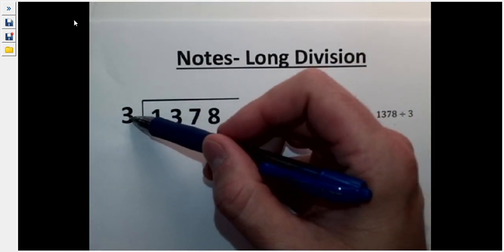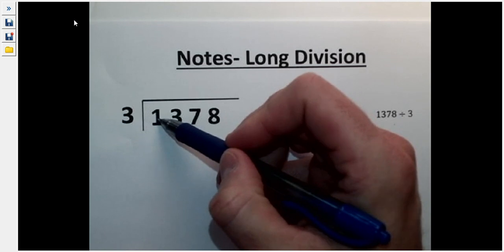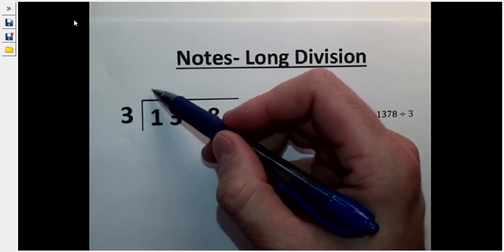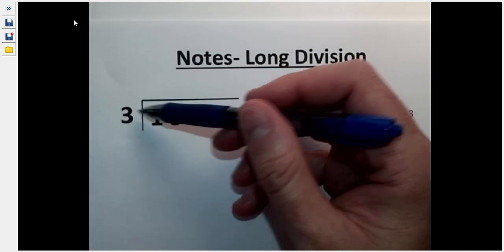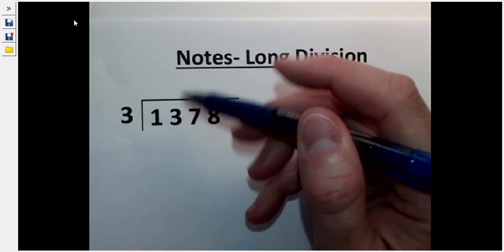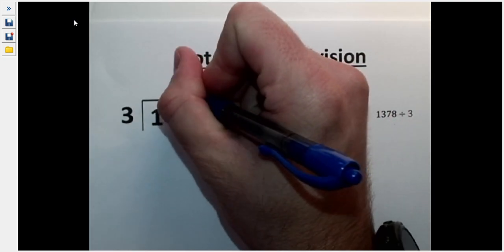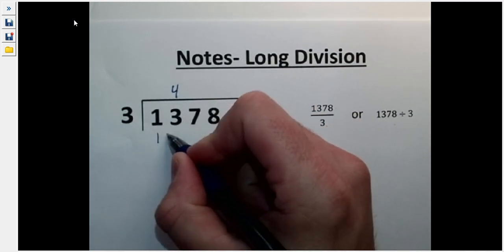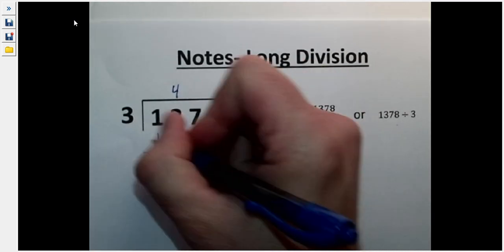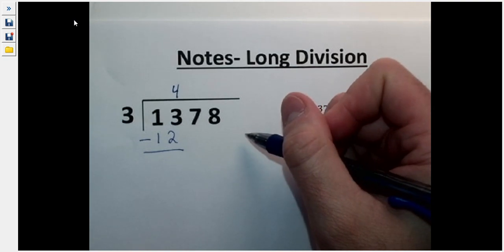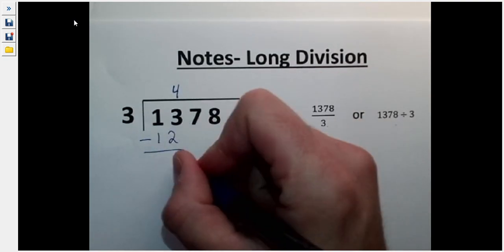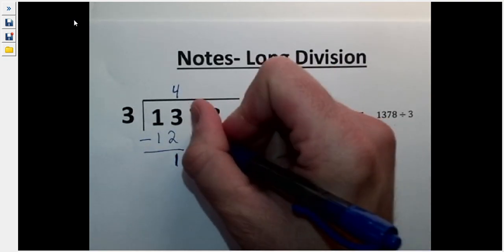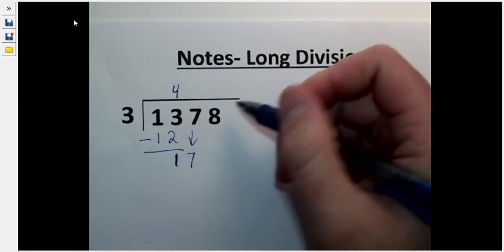So first thing you do is say, how many times does 3 go into 1? 0 times. Then we move on. How many times does 3 go into 13? It goes in 4 times. Then 4 times 3, that's 12. And then we subtract. So 13 minus 12 is 1. Then we bring down our next number. And then we do the same thing.